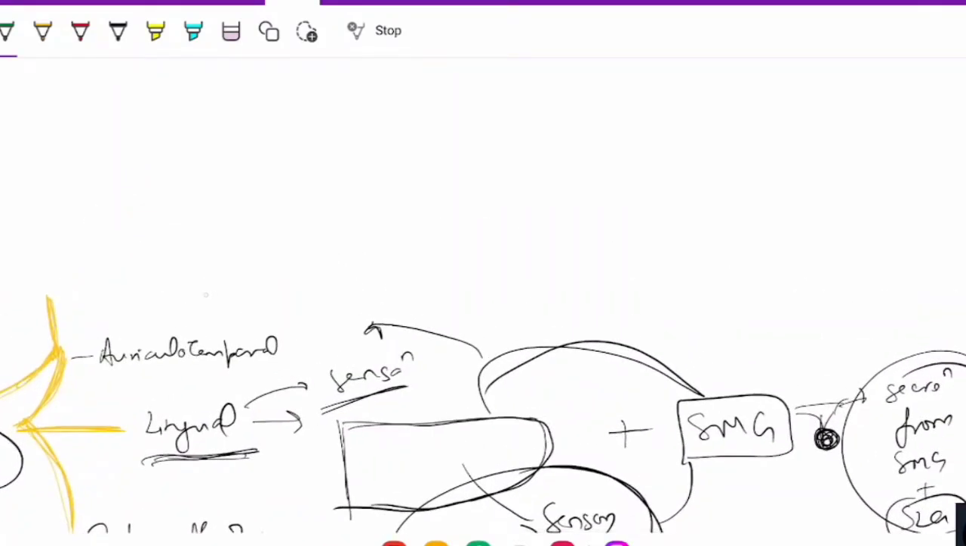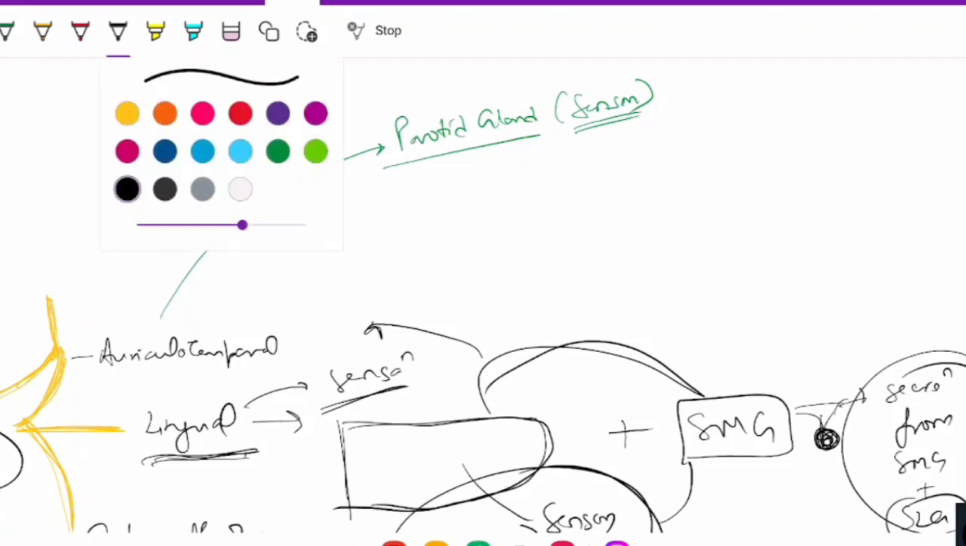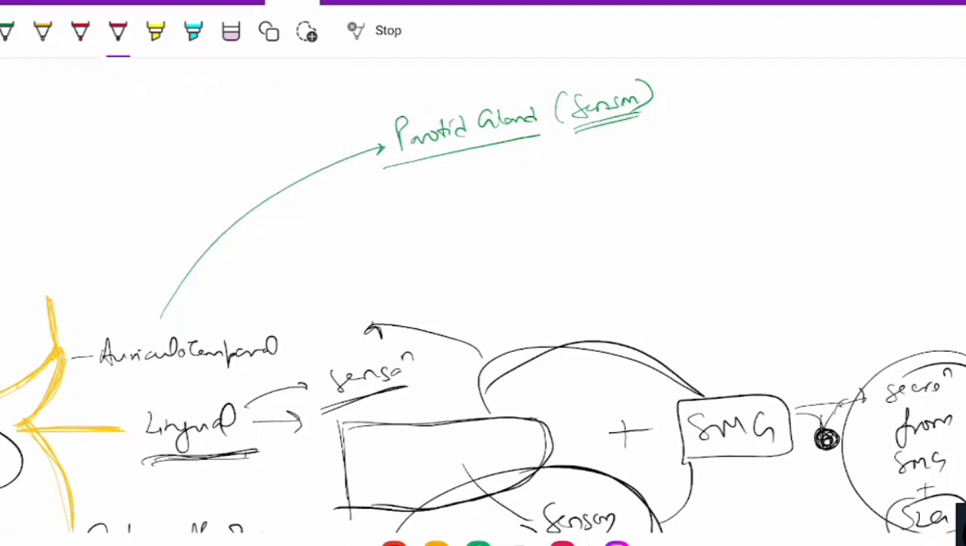Auriculotemporal supplies first the parotid gland. Again, this is sensory. One of the auriculotemporal partners is also there. We'll draw the partner in a different color. Pink we'll draw. This partner is also coming. This partner orders your parotid to secrete.